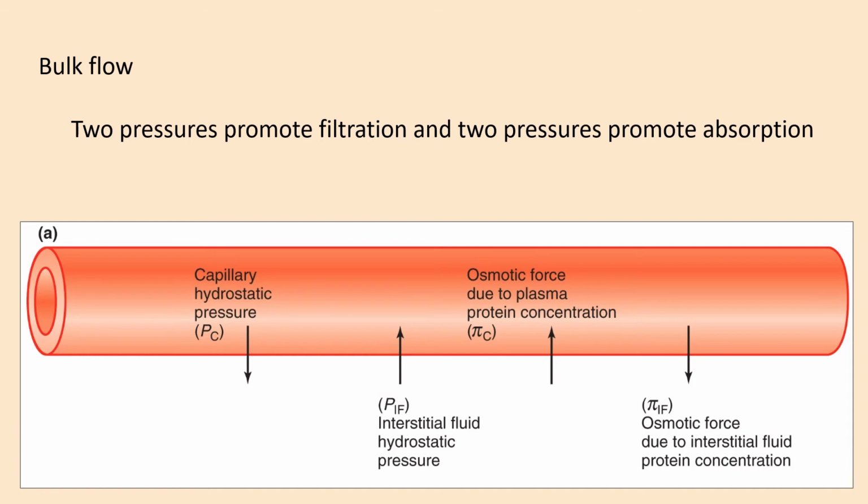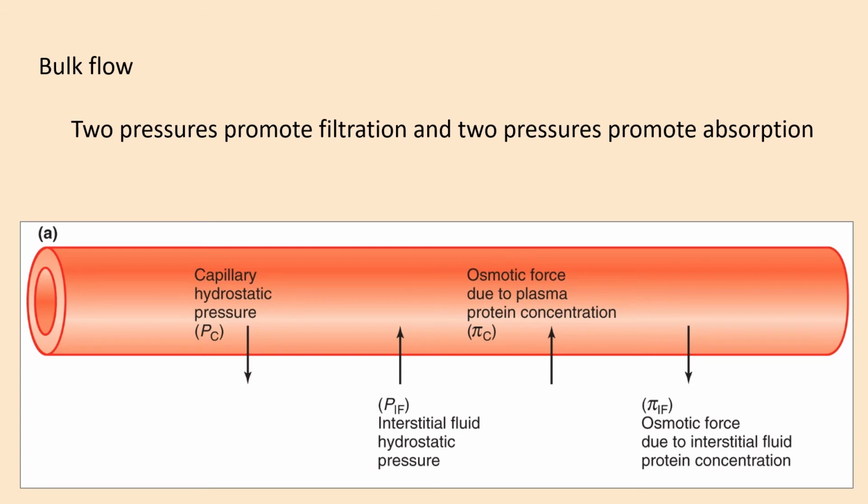Next, moving to the right, we see the osmotic force due to plasma proteins. Osmotic force, sometimes called oncotic force or oncotic pressure, is often represented by the symbol pi. So pi sub C is the osmotic pressure that we observe coming from inside the capillary. There are these proteins that are stuck inside the blood and they're attracting water molecules to them. And so they promote absorption, as indicated by the arrow, the movement of water and solutes into the blood.